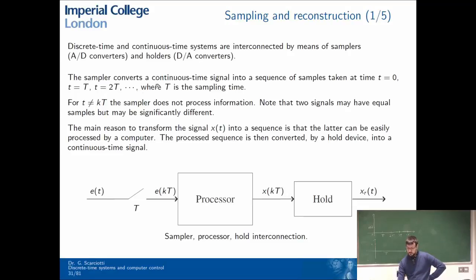The sampler converts a continuous time signal into a sequence of samples taken at the sampling times, where the sampling time is capital T. We have to remember that the only information that we have is at the sampling times. So when we reconstruct our signal, the reconstructed signal may be very different from the original signal, because we don't have information between sampling times.